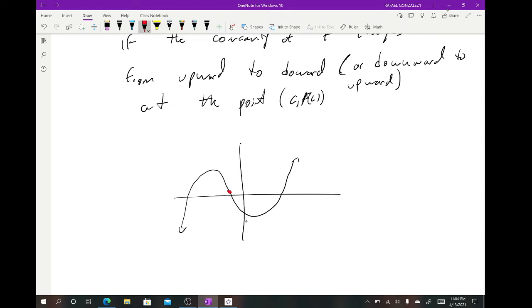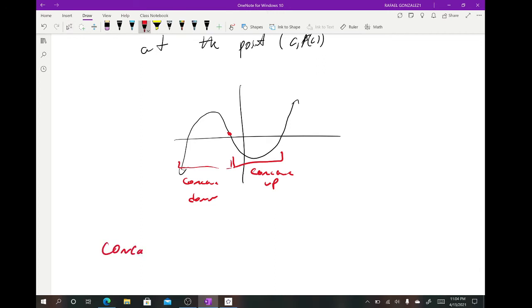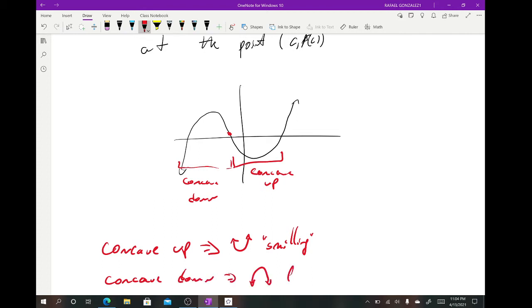So here, this piece from here to here, this is concave up. You see that the endpoints are going up. And then from here to here, this is concave down. I like to think about it as follows. Concave up looks like this, and it's smiling. Concave down looks like this, and is frowning or sad.